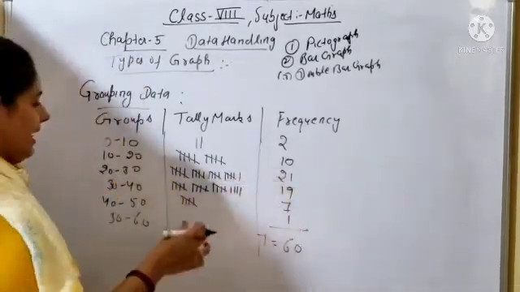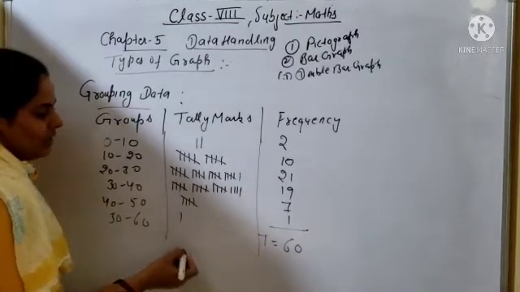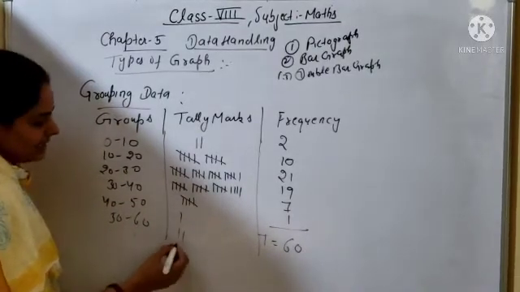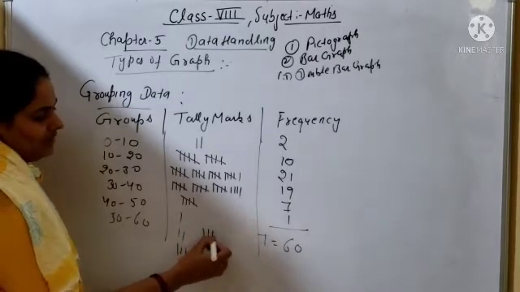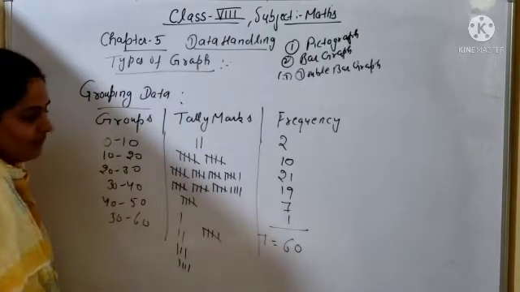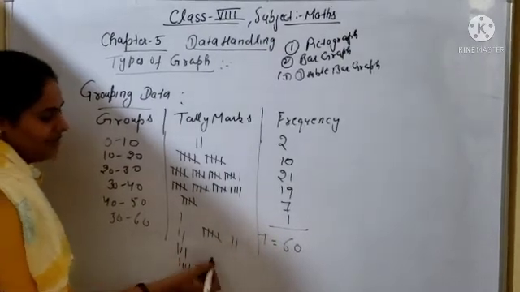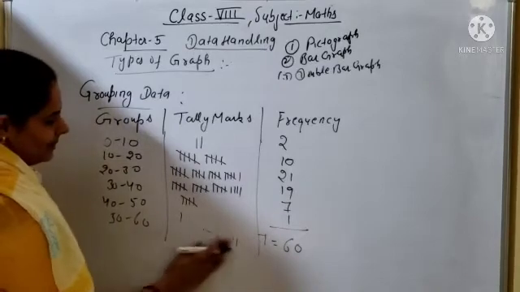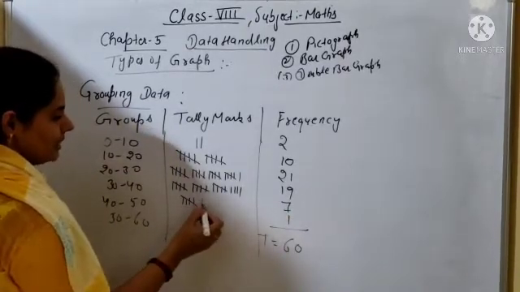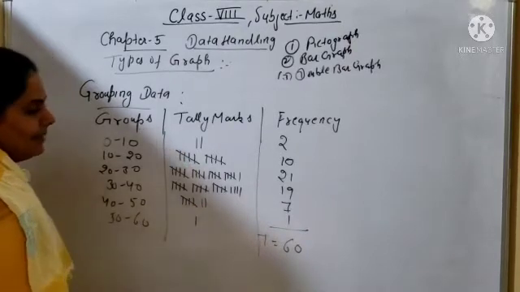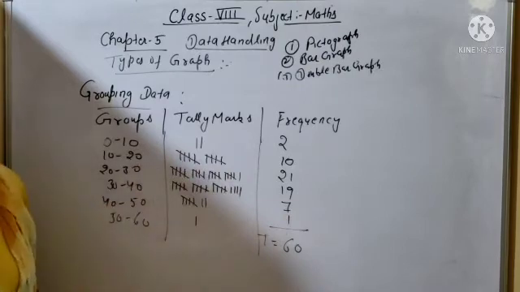So 1 is represented by 1 line, 2 by 2 lines, 3 by 3 lines, 4 by 4 lines. But when you represent 5, you will represent it by 1 cross line. For 6, 1 more line, 5 and 1 is 6. For 7, 2 lines, 5 and 2 is 7. Like that you can represent the tally marks. Clear? After that 7 is 5, 6, 7, and 1 means simply 1 line. Clear? So these are the tally marks, these are the frequency and these are the grouping data.